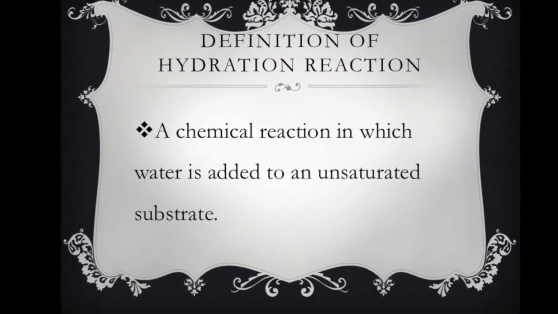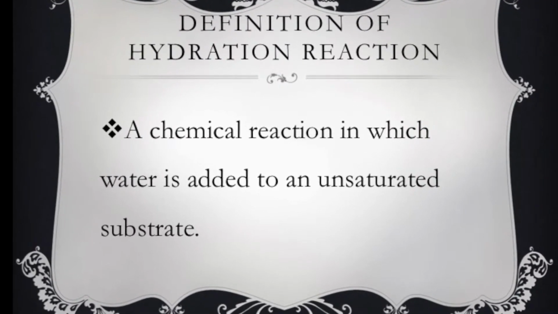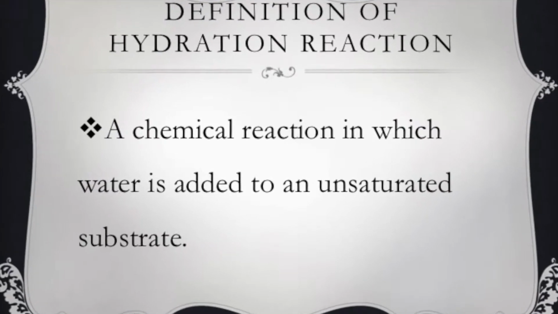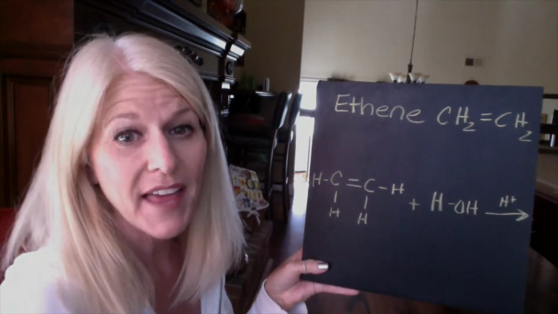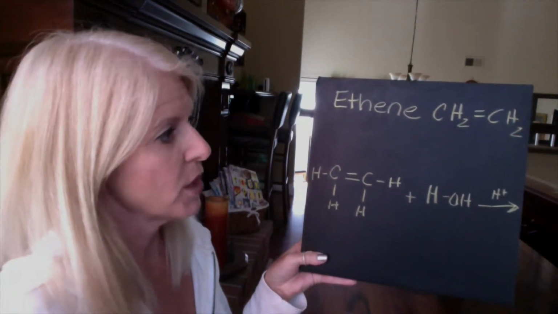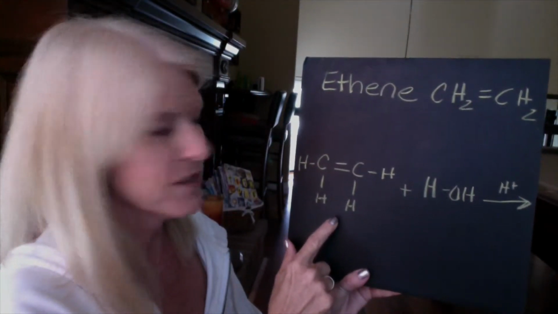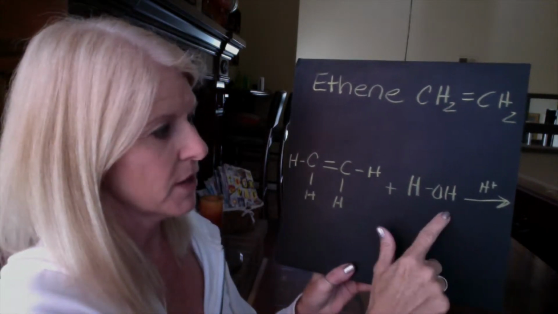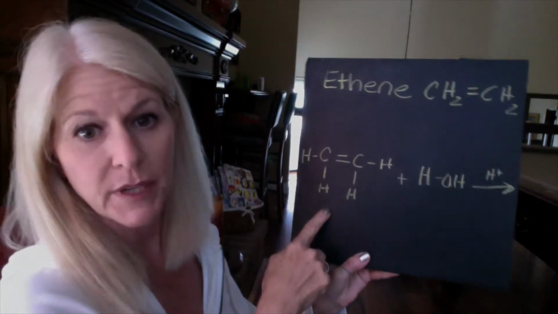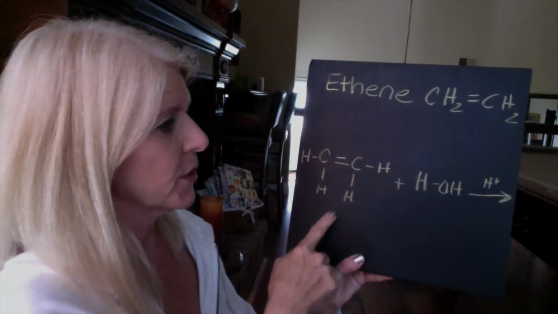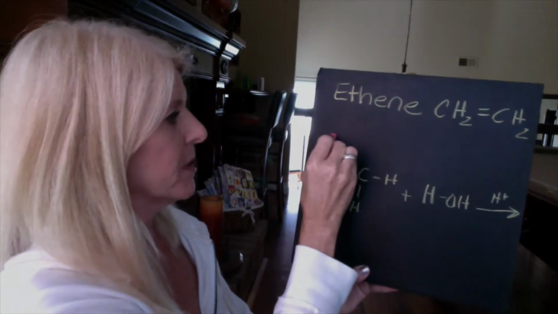So to begin, here's a quick definition of hydration reaction. It's a chemical reaction in which water is added to an unsaturated substrate. Let's take a look at ethene. It's a 2-carbon small molecule, and here it is in the condensed structure. And here it is in the line bond structure. So we're going to take our water molecule in the presence of a hydrogen ion, and we're going to react it with this ethene molecule. So to do so, we're going to take our hydrogen and our hydroxyl group, and we're going to place them above the double bond.